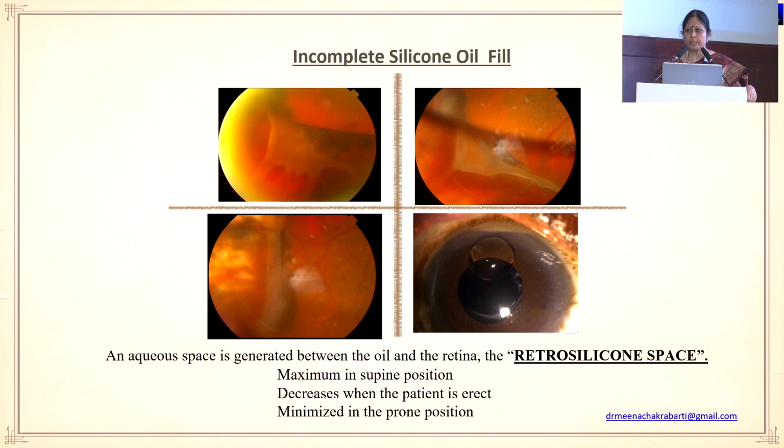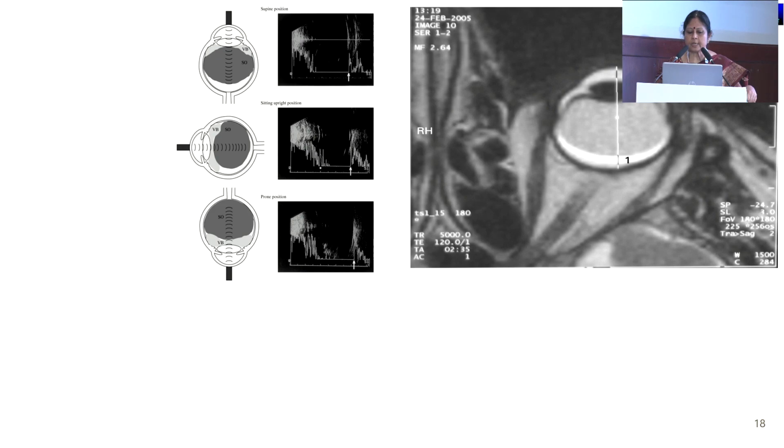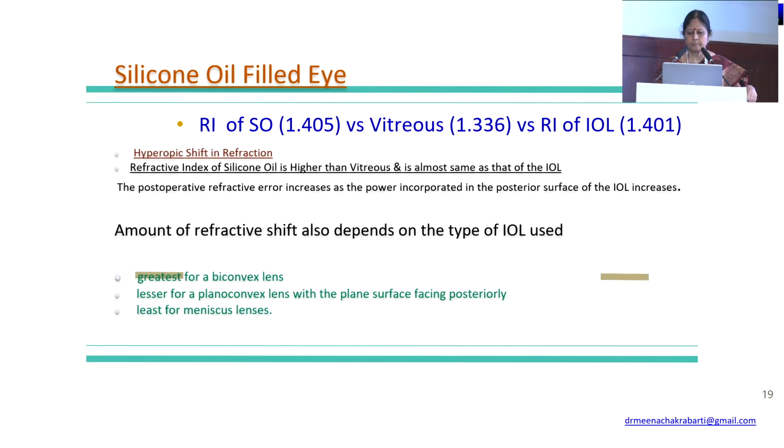We again have a situation when there is an incomplete silicone oil fill and presence of a retro-silicone oil space, which is filled with the posteriorly circulated aqueous. And this is maximum when the patient lies in the supine position and minimum in the prone position. In such a situation, you can either opt for performing the axial length measurement using the ultrasound biometer with the patient sitting up, or you can use a CT scan to measure the axial length.